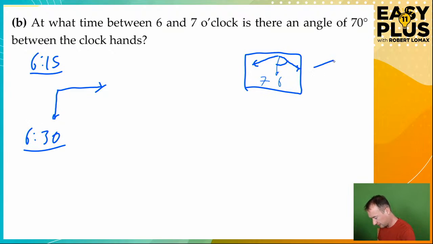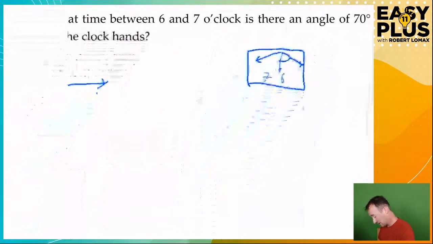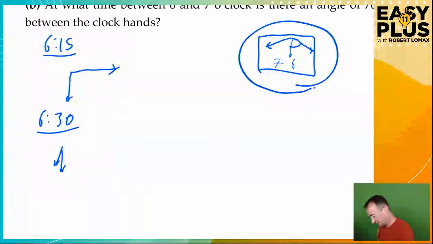So I think we can see from this it's not going to be 6:30, but let's just make sure so we can do our trial and improvement and working well. So it's 6:30, we've got the hour hand down here and the minute hand down there. That is definitely not like this over here.